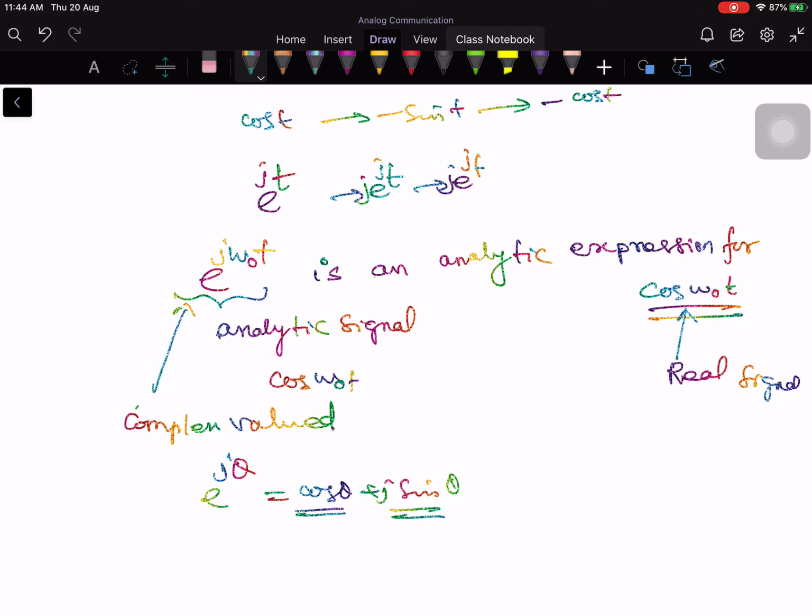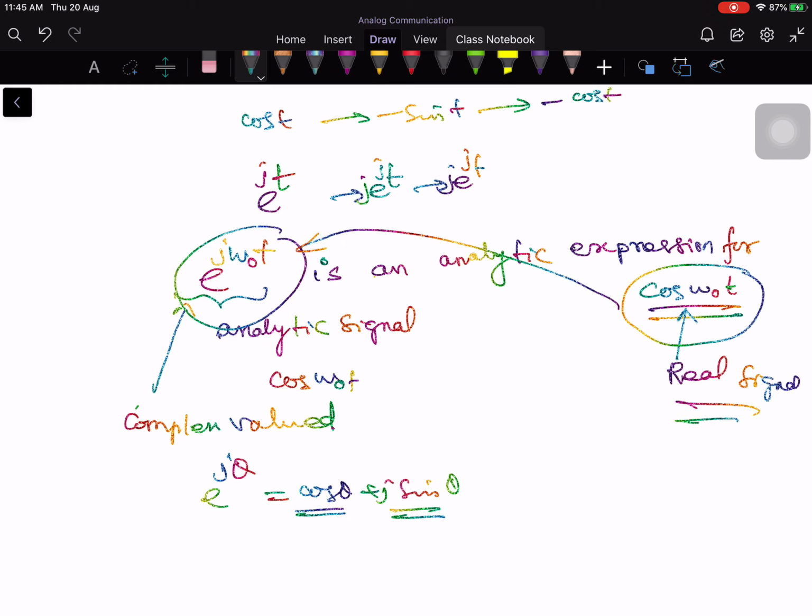Therefore, for every real signal, there is a corresponding analytic expression. Why do we need this analytic expression? Because handling of the analytic expression is much easier than the real signal itself. That is why we move from cos omega naught t to e to the j omega naught t. Here cos omega naught t is real, e to the j omega naught t is a complex valued function. So, for every real signal, there is a corresponding analytic expression.